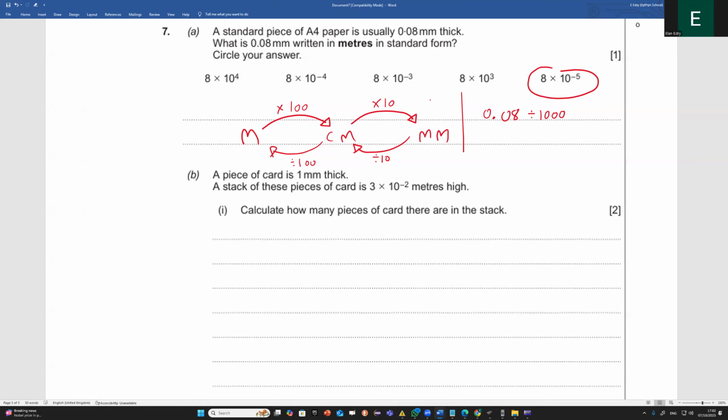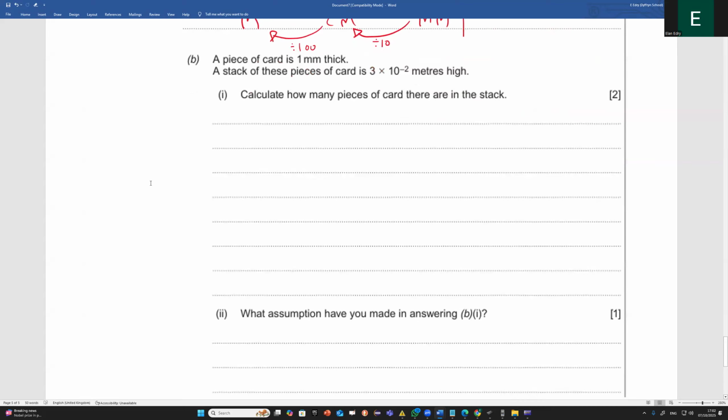And then with part B, we're now looking at a piece of card, which is obviously thicker. A piece of card is 1 millimeter thick. A stack of these pieces of card is 3 times 10 to the minus 2 meters high. We want to work out how many pieces of card there are in the stack. I would say you'd want to make sure the units are the same first. So put 1 millimeter into meters, in standard form. If you put that into meters, you should then be able to work out what you need to do.